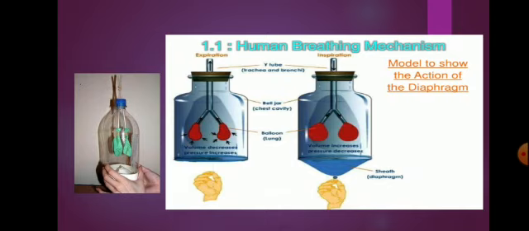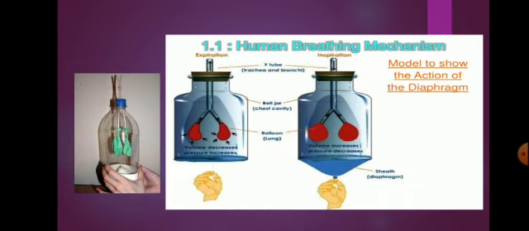Listen, a big bell jar is taken. A glass tube branching into two smaller tubes at its lower end is fitted in the mouth of the bell jar with the help of a cork. You see the picture. Two balloons are tied to the two ends of the tube. The tube is Y-shaped. A thin rubber sheet is tied around the open bottom of the bell jar.